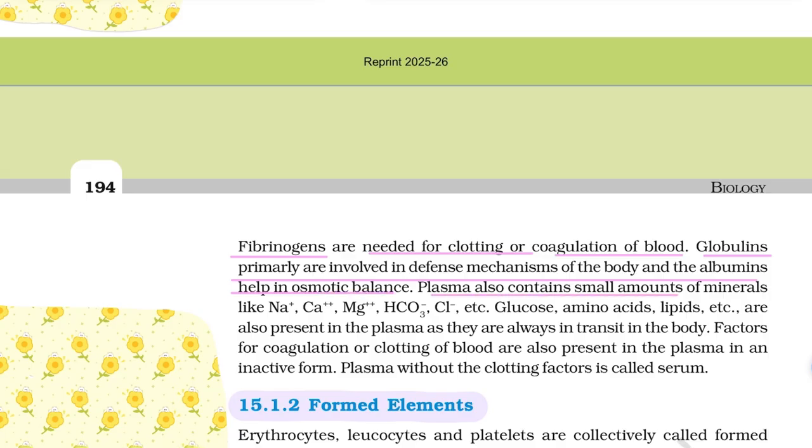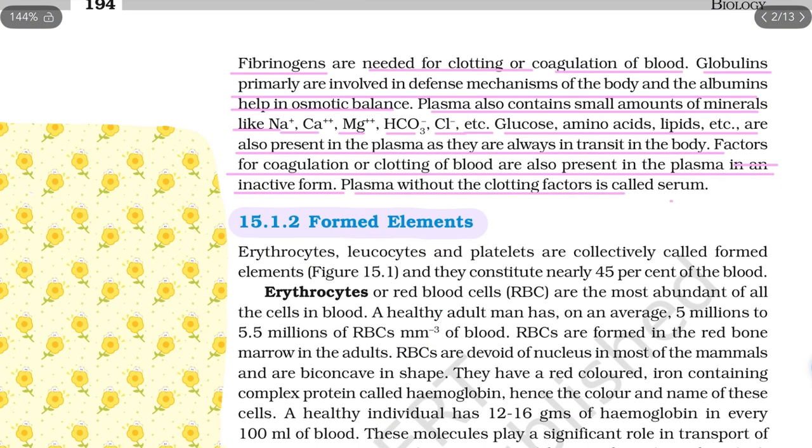Plasma also contains small amounts of minerals like Na+, Ca++, Mg++, HCO3-, Cl-, etc. Glucose, amino acids, lipids, etc. are also present in the plasma as they are always in transit in the body. Factors for coagulation or clotting of the blood are also present in the plasma in an inactive form. Plasma without clotting factors is called serum.